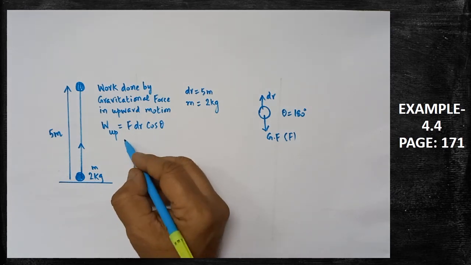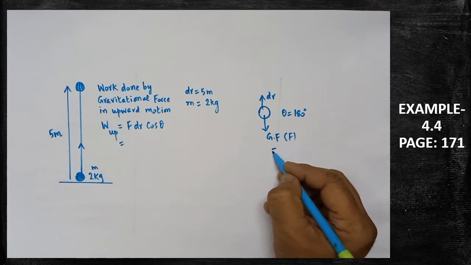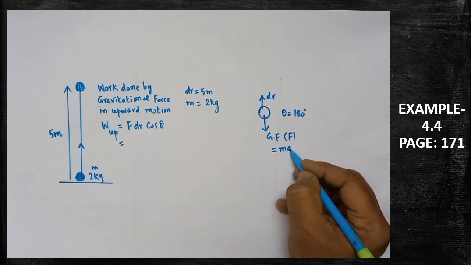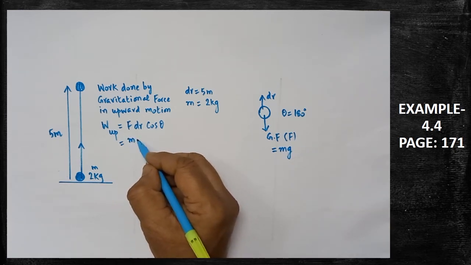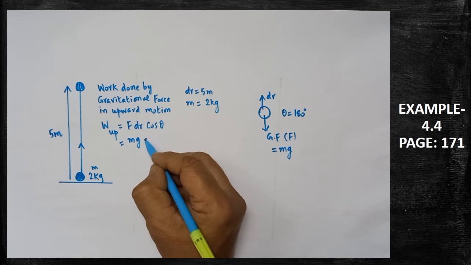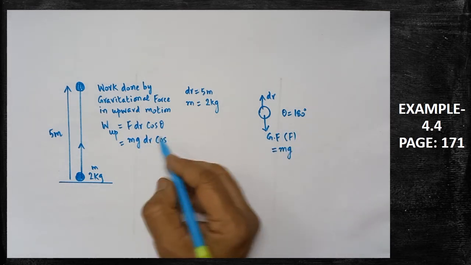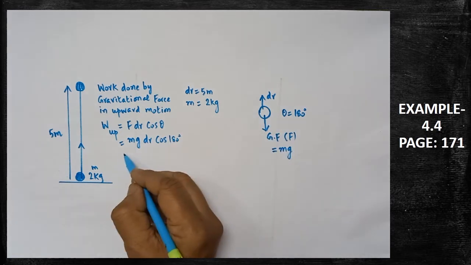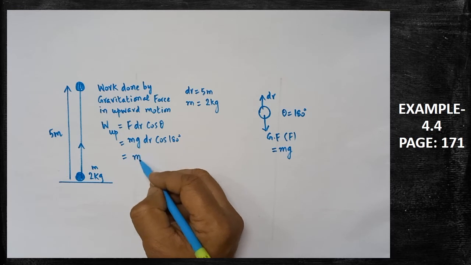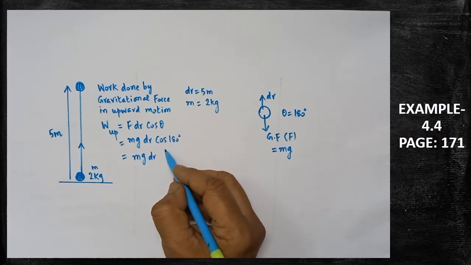Now, which kind of force is acting? Gravitational force is acting. To calculate the gravitational force acting on the body, the formula is mg. Instead of F, you substitute mg, and dr is the displacement. We know the value of theta, the angle between F and dr, is 180 degrees. In the next step, we substitute m, g, dr and cos 180.